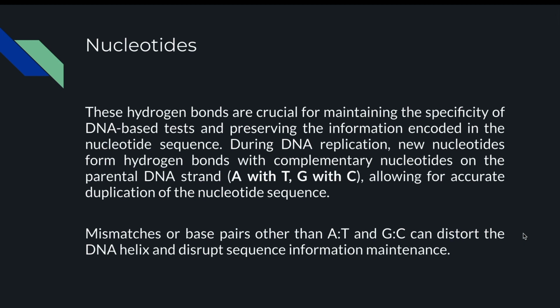During DNA replication, new nucleotides form hydrogen bonds with complementary nucleotides on the parental DNA strand, A with T, G with C, allowing for accurate duplication of the nucleotide sequence. Mismatches or base pairs other than AT and GC can distort the DNA helix and disrupt sequence information maintenance.